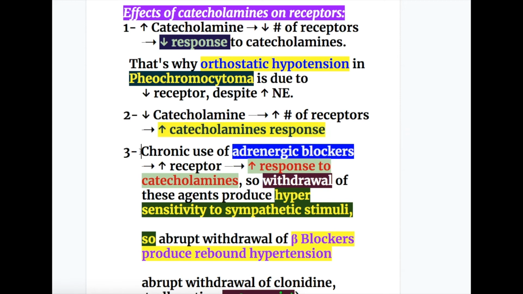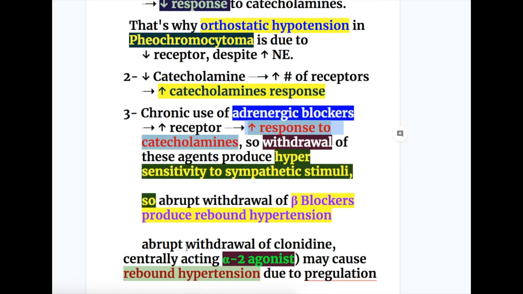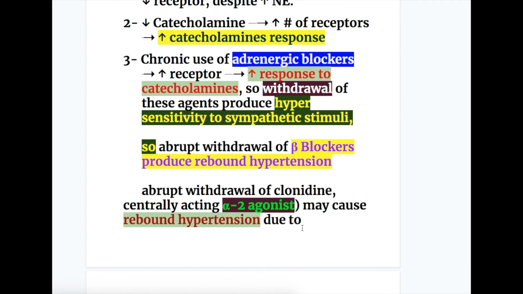And number 3, chronic use of adrenergic blockers increases receptors, which leads to increased response to catecholamine. So withdrawal of these agents produces hypersensitivity to sympathetic stimuli. So abrupt withdrawal of beta blockers produces rebound hypertension. And abrupt withdrawal of clonidine, which is a centrally acting alpha 2 agonist and acts like a sympatholytic, may cause rebound hypertension due to upregulation of the receptors.